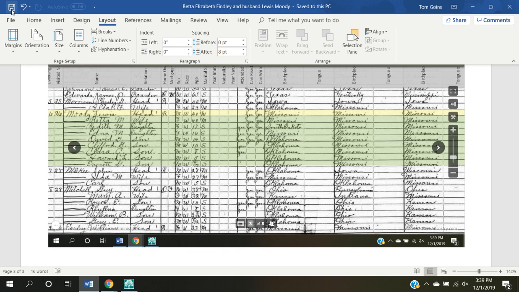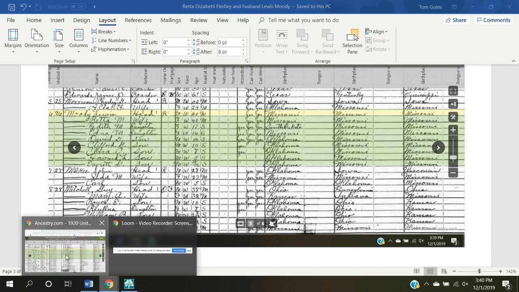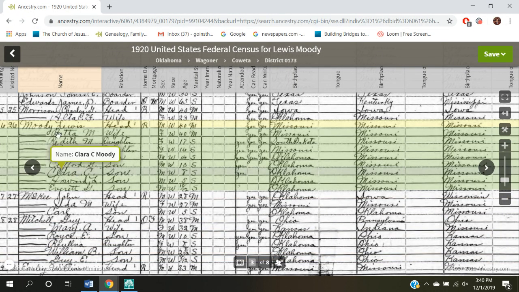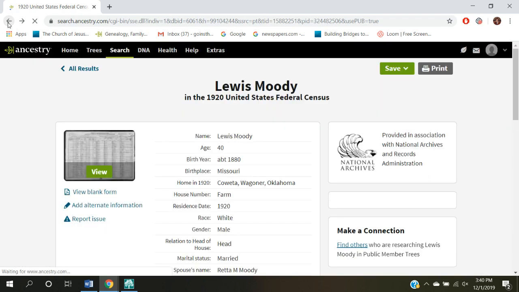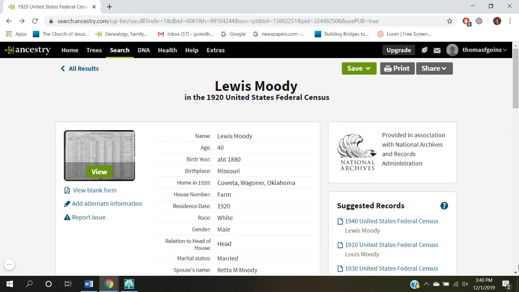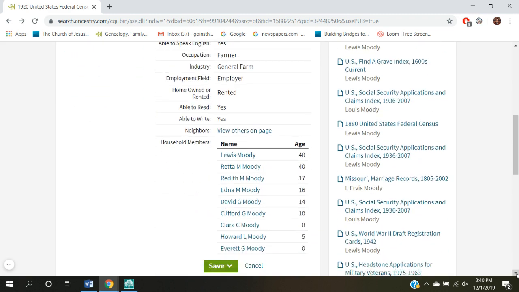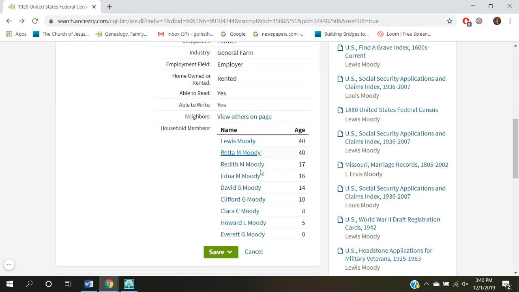So it says Clara C is a son, and it says M as in male. And I'm wondering about that myself, whether or not that's correct. So what I'm going to do is go back to the record that has been transcribed. And as I've told you in the past, you'll notice that these names are not only transcribed, but they can also be clicked on. And when you do that, you will get the specific information for this individual that they transcribed from the 1920 census.